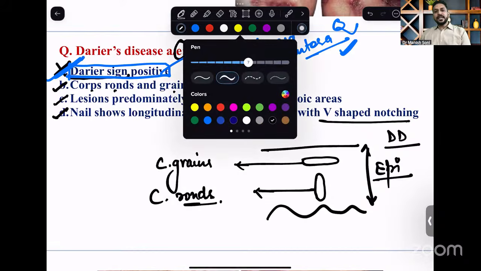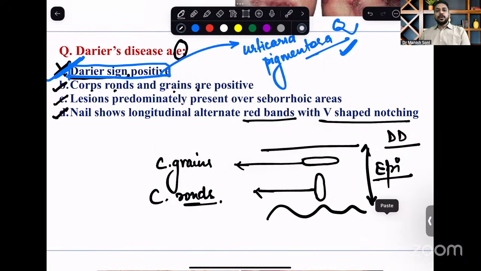So what are corpse grains and what are corpse rods? These are transversely elongated and vertically elongated keratinocytes which are seen in the epidermis of a patient suffering from Darier disease, known as corpse grains and corpse rods respectively. Now, if you forget this point in the examination hall, you can very easily recall this. Why? Because it is so easy to recall.